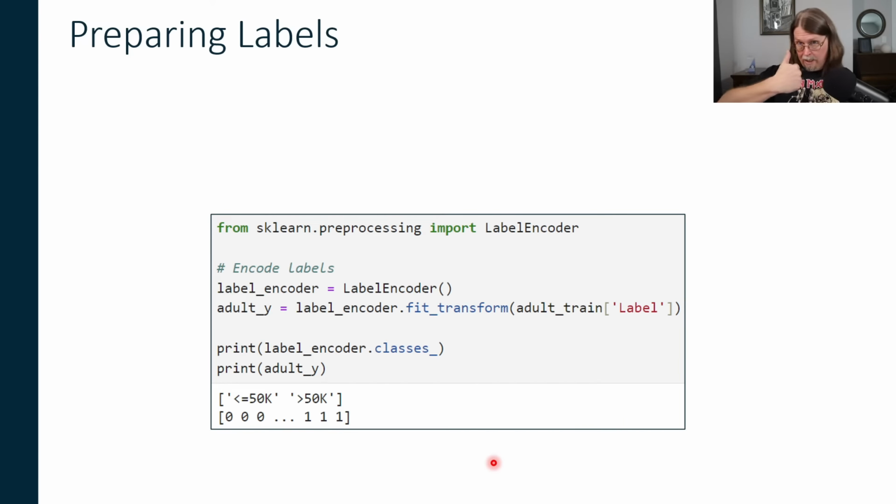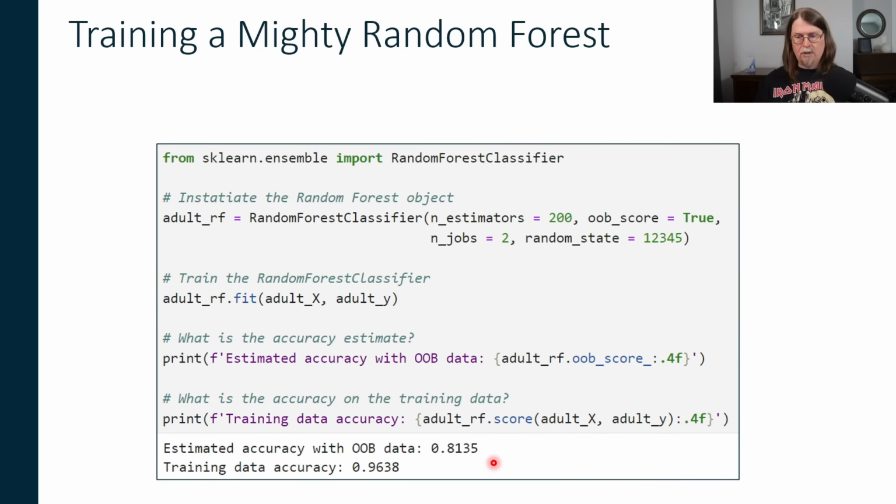Now I've got my training data prepared. I've got my labels prepared. Now I'm ready to actually train a mighty random forest. So here's the code for that. So I import the random forest classifier, and then I instantiate a random forest classifier. In scikit-learn, when you instantiate one of these classes, one of these algorithms, the parameters that you provide essentially define the training regimen, the way the model will learn, including the hyperparameter values. So let me walk you through this code and explain what's going on here.